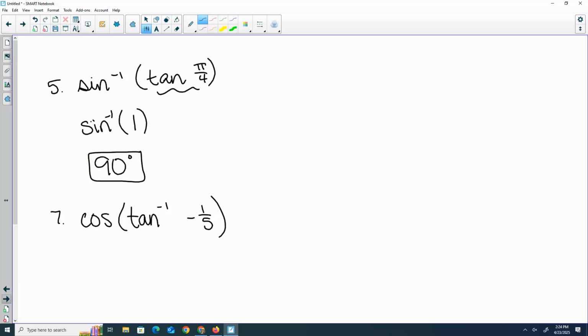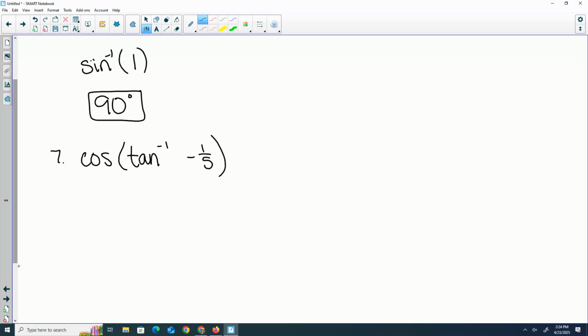The other three in this section, 4, 6, and 7, are very similar. When I look at this, do we know this? We're looking for an angle. Do we know when tangent is -1/5? No. Do you guys remember what we did? What if I said I want the exact answer, not from the calculator? Put it in the triangle. We have to find cosine of that angle, and we know that from that angle, tangent is -1/5.